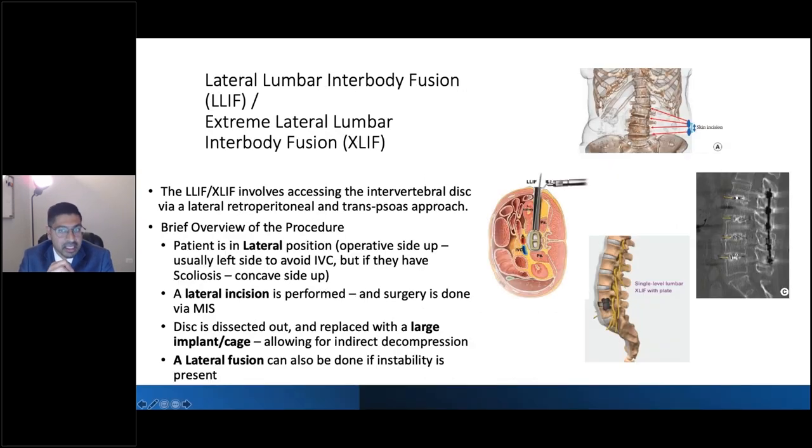The final approach that I want to discuss today is the lateral lumbar interbody fusion, or extreme lateral lumbar interbody fusion. In this approach, the patient is placed under general anesthesia in the lateral decubitus position with the operative side facing up. A minimally invasive technique is used to treat multiple levels, and a trans-psoas approach is taken. Once the surgeon is at the desired disc level, the disc is dissected laterally and replaced with a spacer or cage. The patient can be fused unilaterally with screws and rods as well, or a plate system.